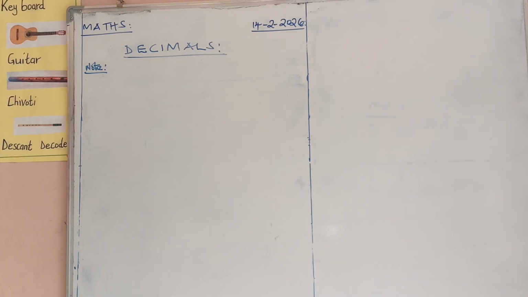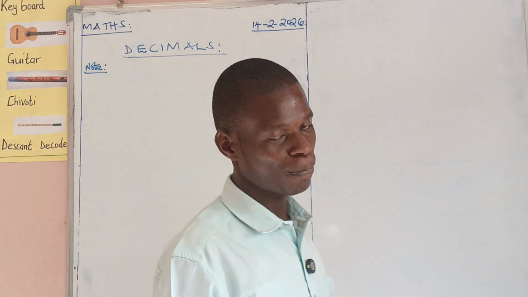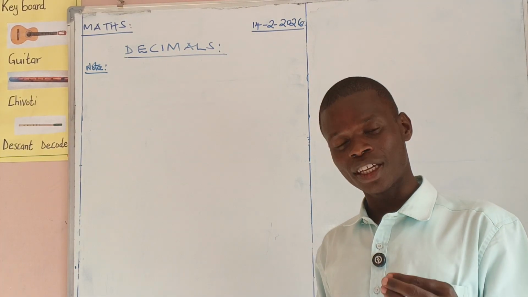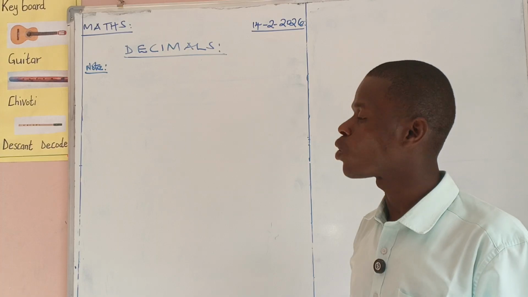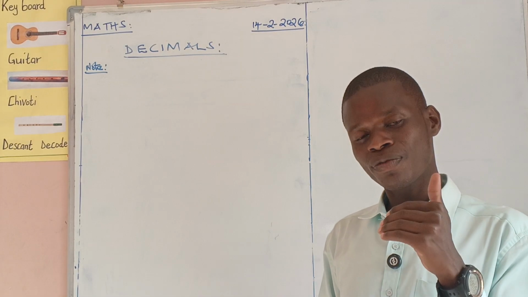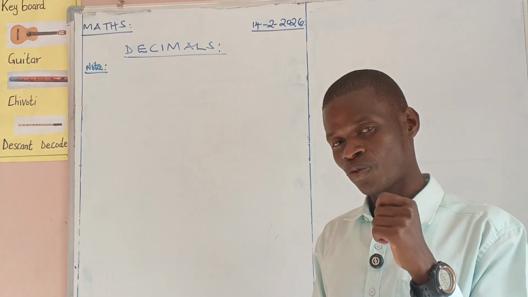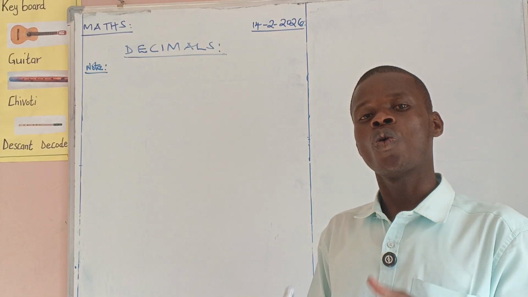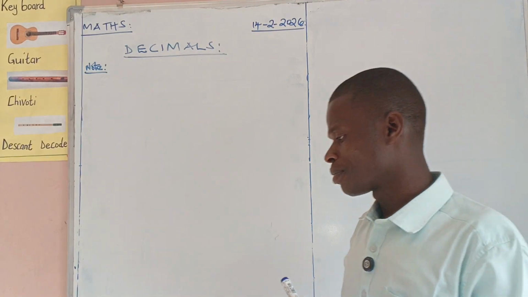Now, grade 8. We are dealing with decimals now. Decimals. So, we have learned fractions, and we know what fractions are. So, we are continuing with decimals. So, what are these decimals?